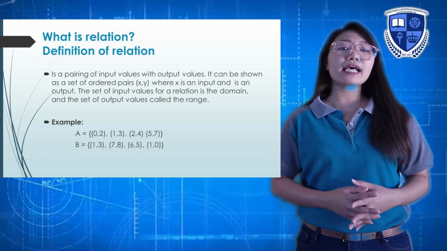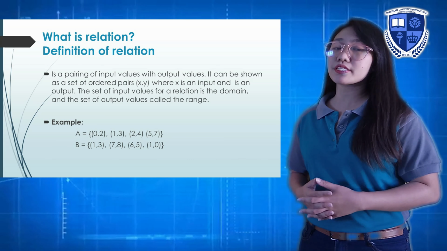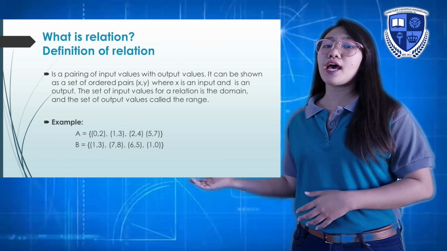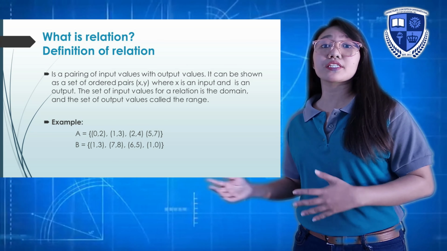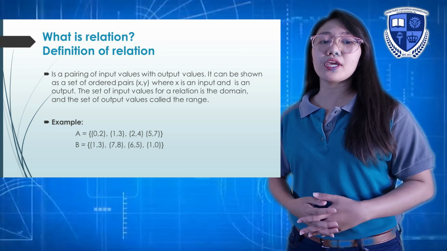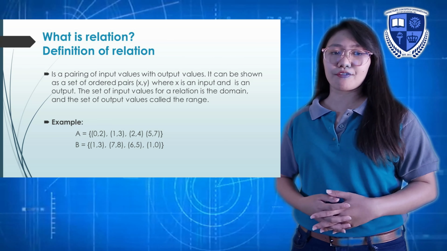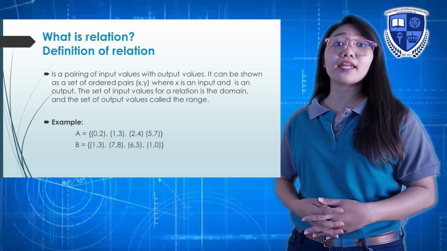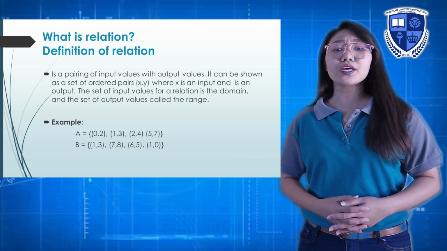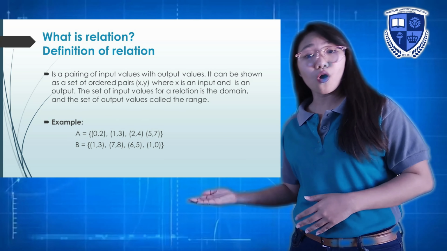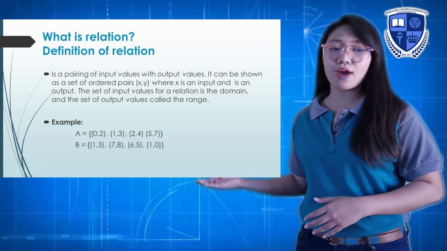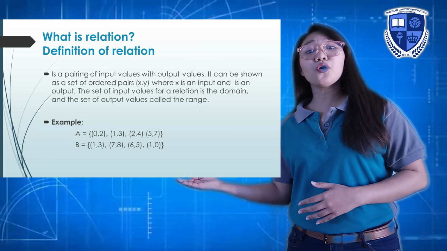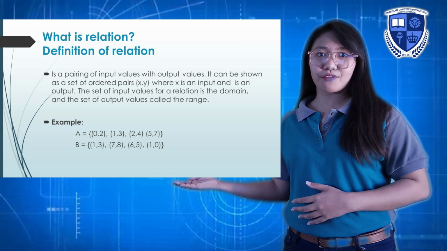For example, class, I have a set of ordered pairs here. So, makikita niyo po yung set A na meron tayong ordered pairs na (0, 2), (1, 3), (2, 4), (5, 7). So, hanapin niyo lang po dyan yung x and y. Lahat po ng nasa una ay x. Ito pong 0, 1, 2, and 5. Para naman po sa y, ito ay yung 2, 3, 4, and 7.